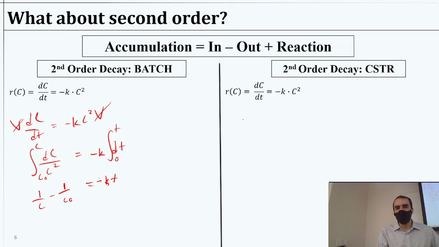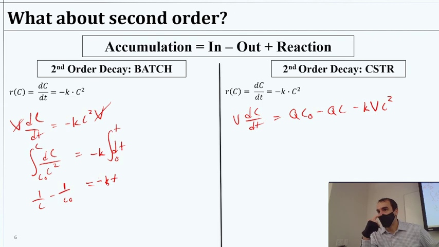In a CSTR then, what you would end up having to do is say, okay, V dc dt is equal to, the typical, what's coming in, QC naught, minus QC, what's going out, minus KV, C squared here, and then solve and integrate that. Okay. I'll plan to come back and touch on the non-steady state systems next time to do a little better job than I did a moment ago covering the simpler cases, because we should be able to do that, and I just wasn't quite prepared enough to walk you through it.